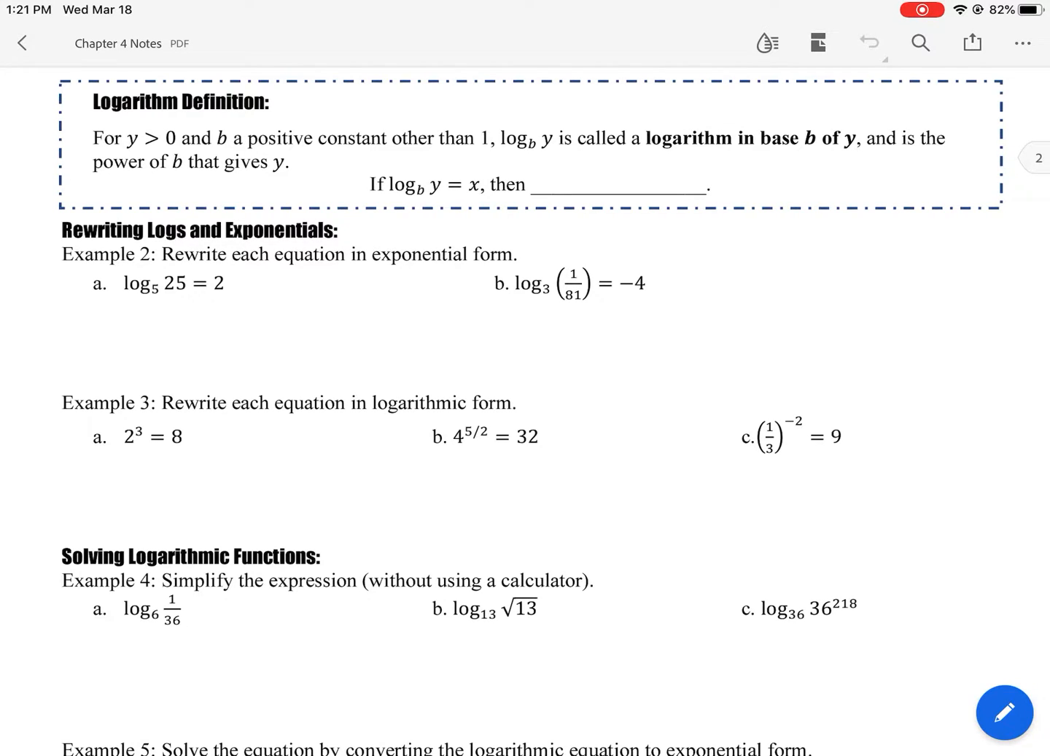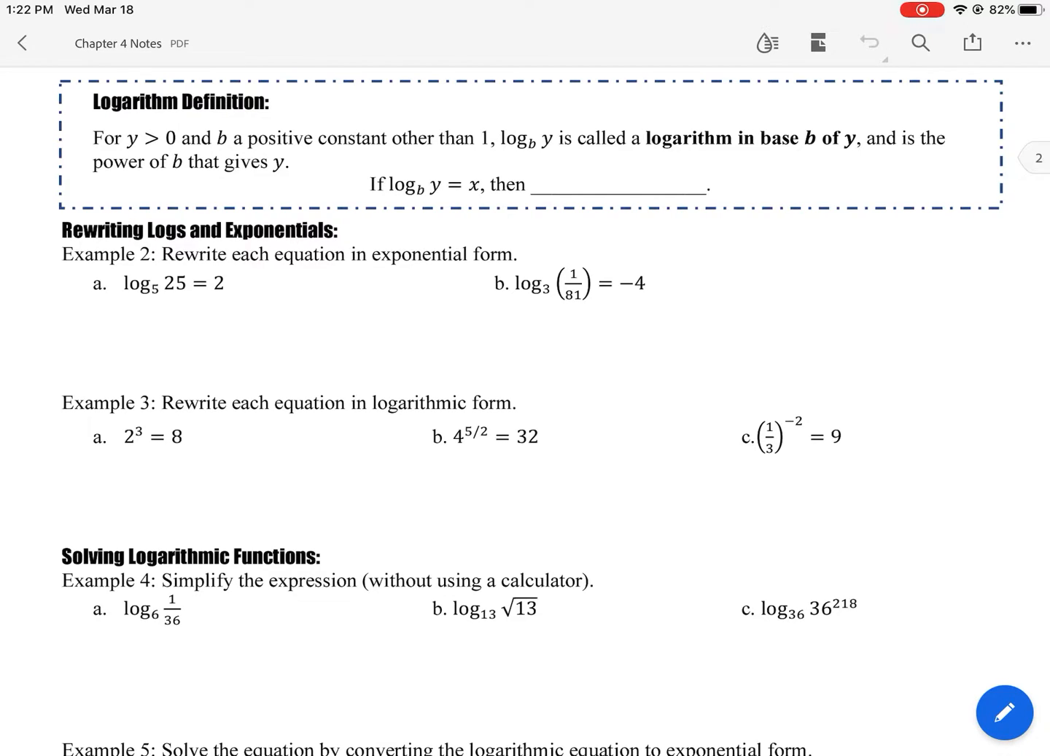Okay, the next part of 4.1 is all about logarithms. So let's first talk about the definition of a log. For any positive value, so when y is greater than 0, and b is also a positive constant other than 1, log base b of y is called the logarithm in base b of y, and it's the power of b that gives y.